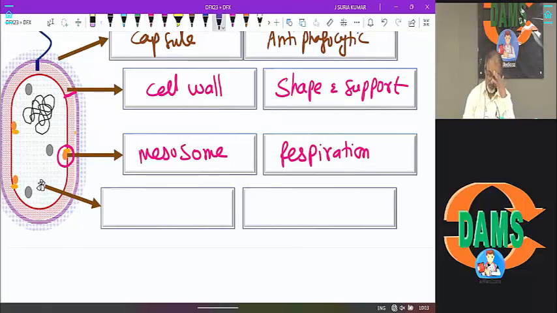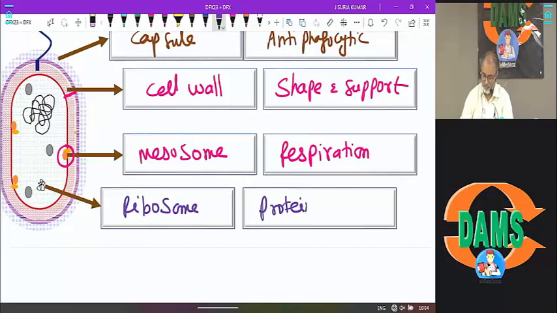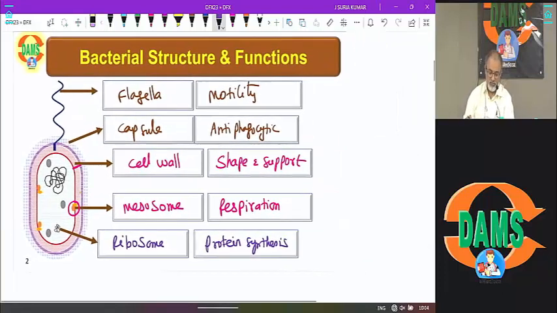Next is, what is it? Protein synthesis. Ribosome, protein synthesis. So you should know about all bacterial structures and their functions.